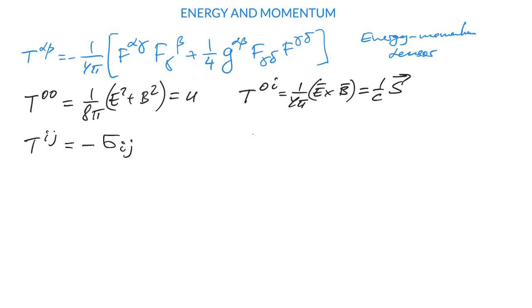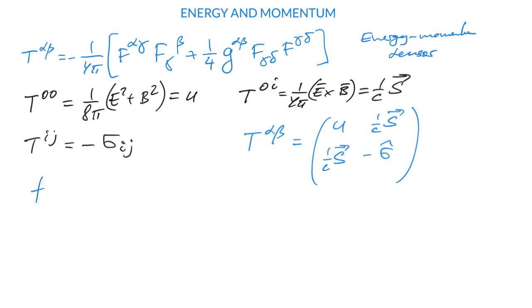So in matrix form, T^{αβ} can be written as u, 1/c S, 1/c S, and negative σ. And again, the energy and momentum conservation is given by this expression, which relates the four-dimensional Lorentz force density with the four-divergence of this tensor with respect to one of its indices.